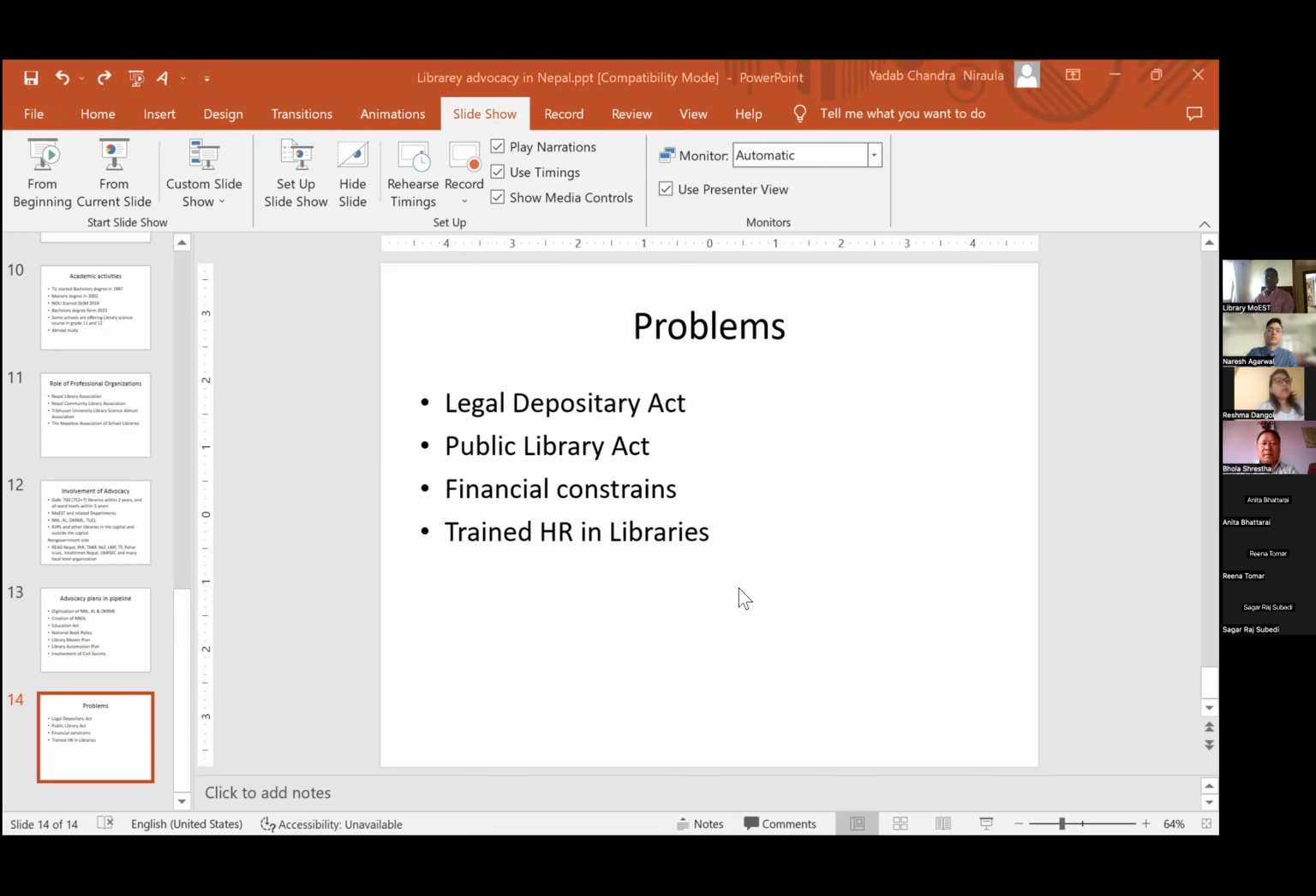So that survey strongly recommended to the government that we need the Public and Community Library Act and the Legal Depository Act, and that the government has to fund public and community libraries. Some reflection of that recommendation has already been seen, because the government has committed to establish public libraries in all 753 local governments within 2 years, and in all the wards within 5 years.